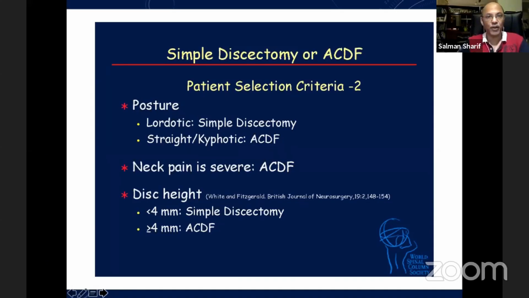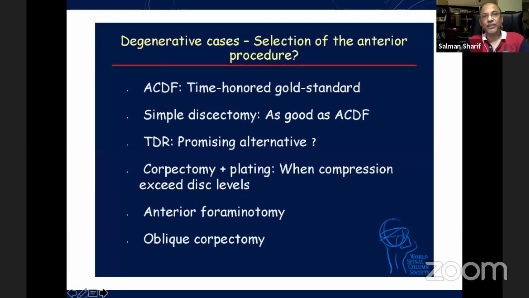because you don't want the whole thing kinking on top of you. Deformity, if it's kyphotic, then you think about ACDF. If it's lordotic, simple discectomy, you can get away with it. So degenerative cases, ACDF is the time-honored gold standard, and simple discectomy is as good as ACDF in some people's hands. TDR in some studies has shown promise as an alternative, yet long-term studies have yet to prove that.